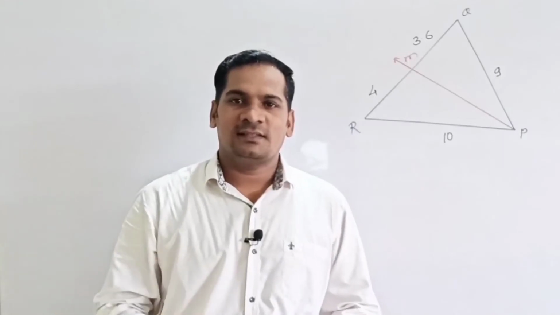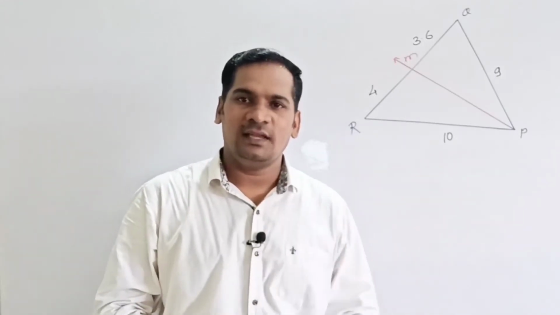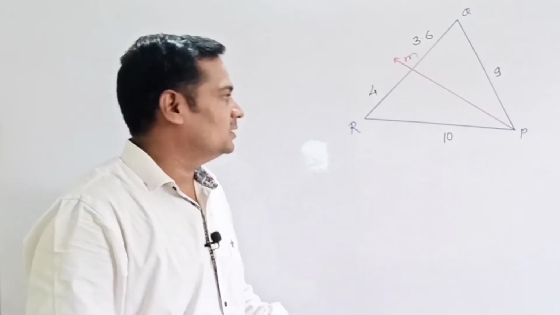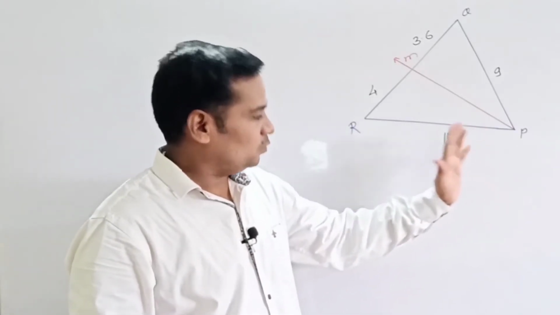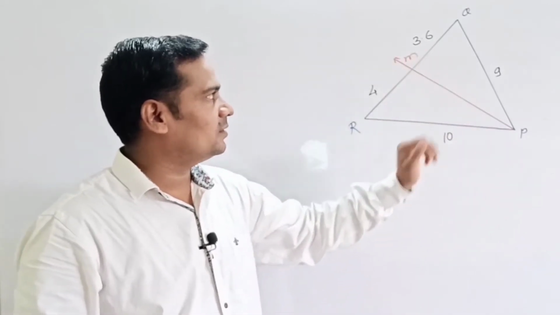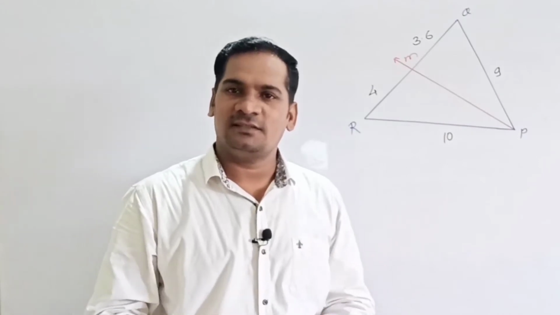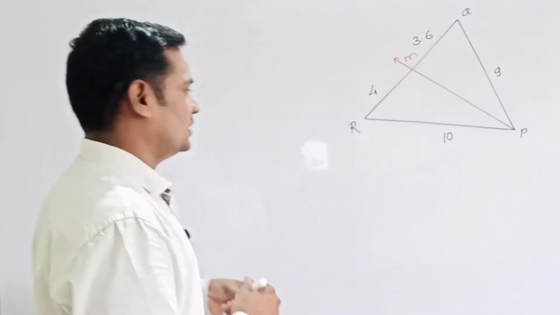So let's discuss the third sub question from question number 1, in which again we have to check whether this ray PM is the bisector of angle QPR or not. So let's check that first ratio.